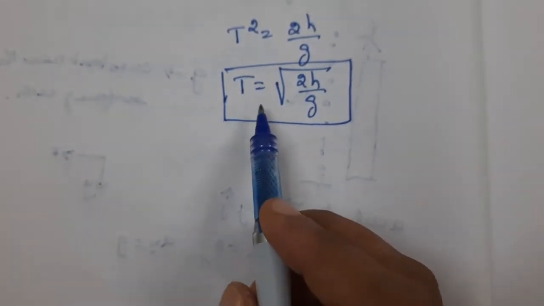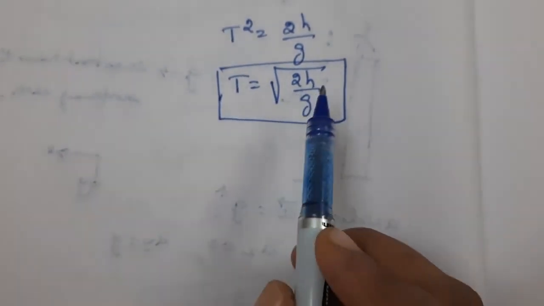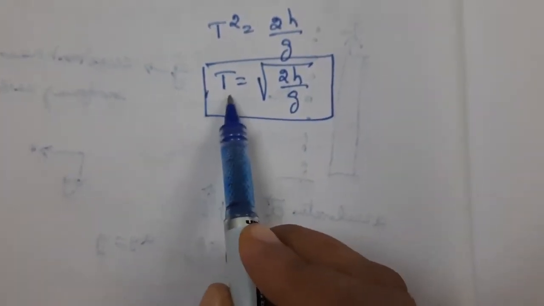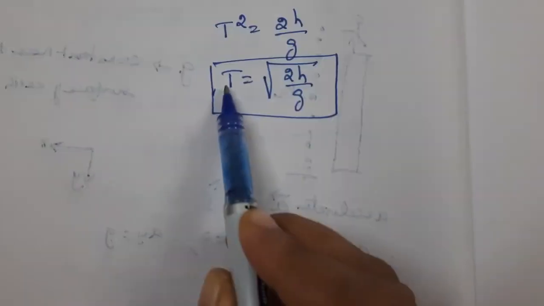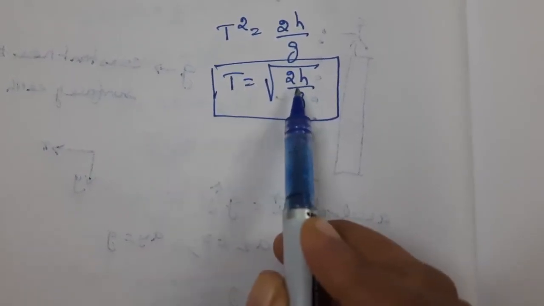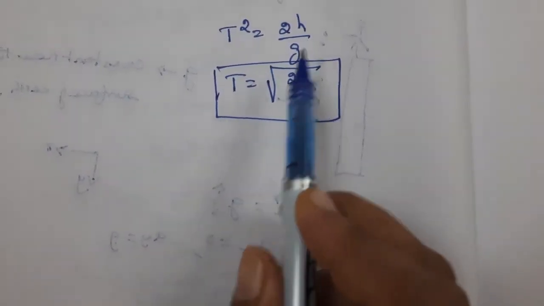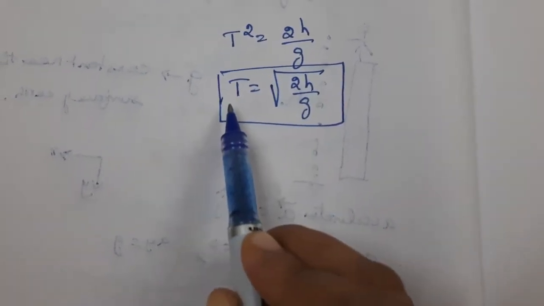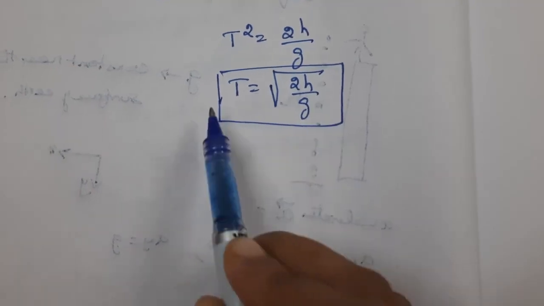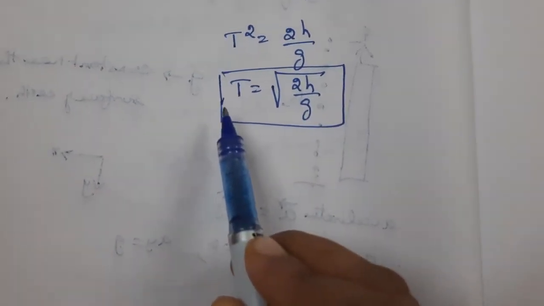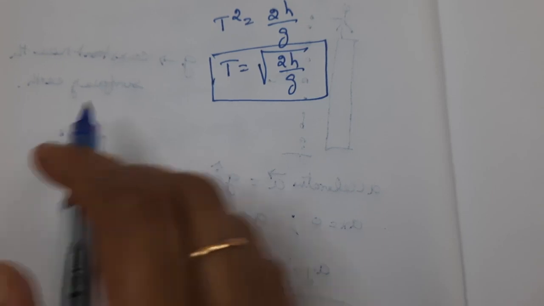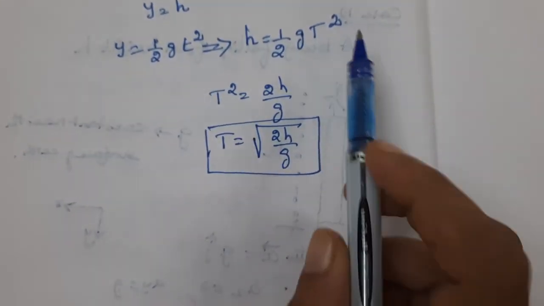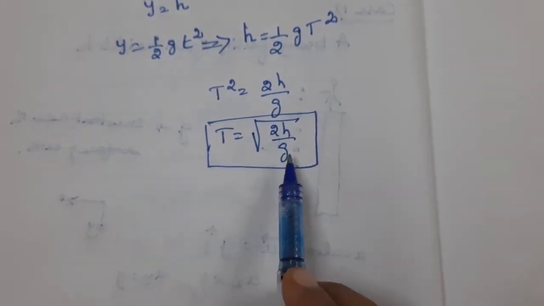So this equation tells that greater the height, the particle takes more time to reach the ground, because t and h are directly proportional. So when the height increases, t also increases. Lesser the height, it takes less time to reach the ground. So we have written height equation, h is equal to half gt square, and time equation, t is equal to root of 2h by g.